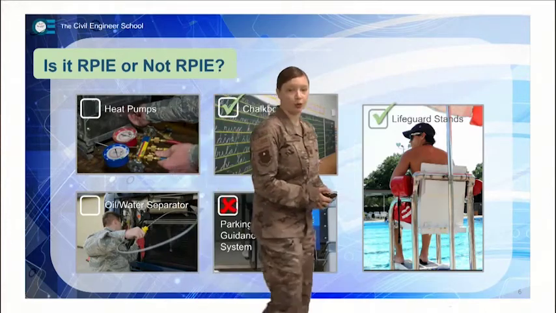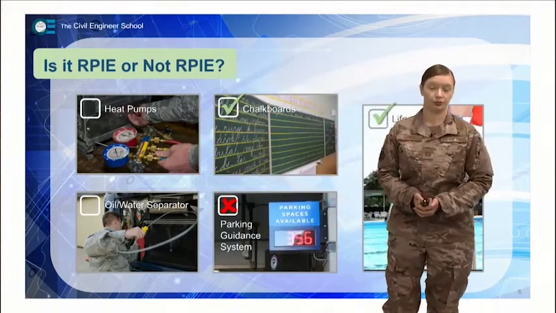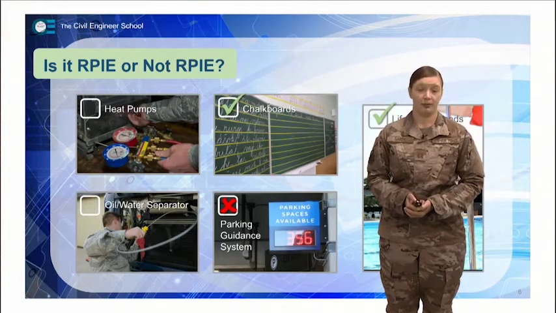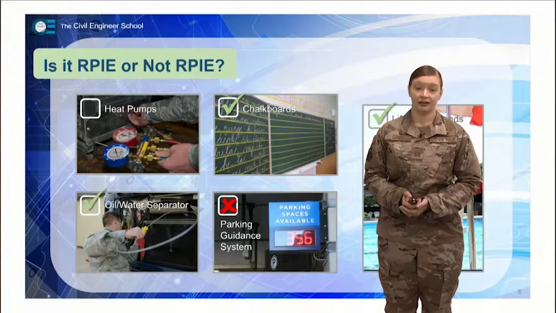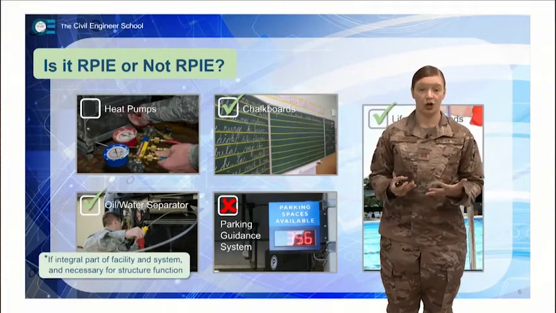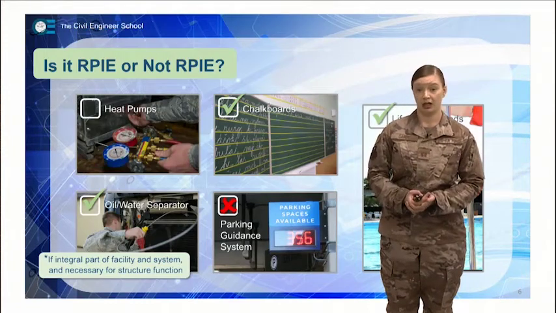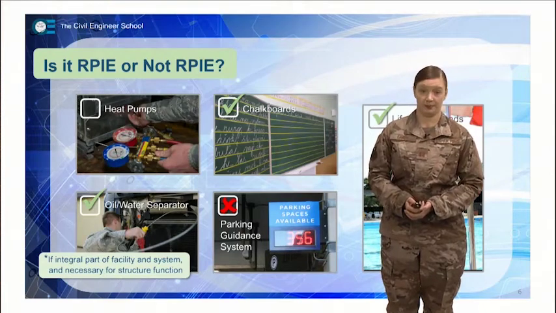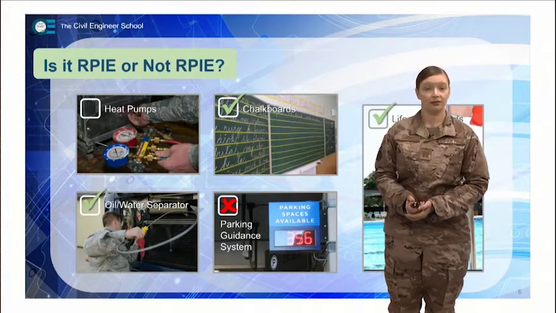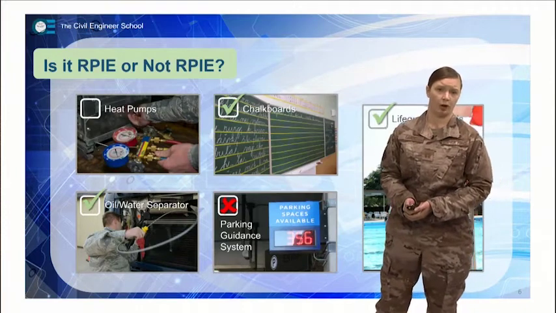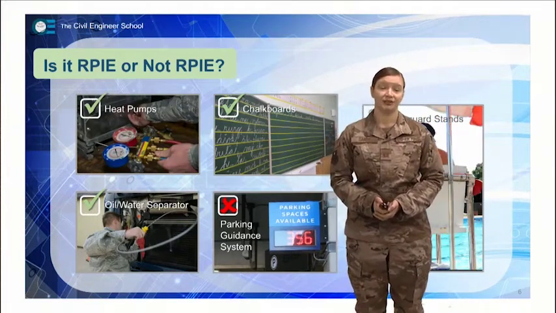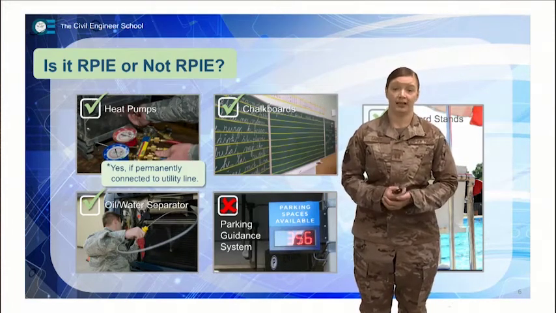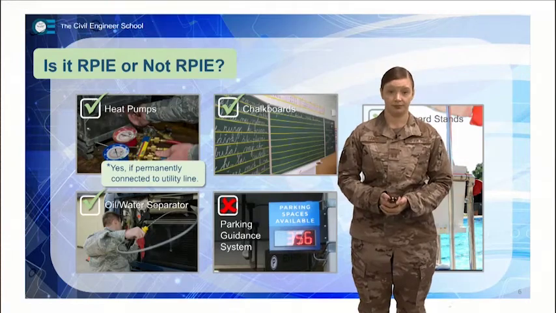Okay, what about oil-water separators? They're required for compliance with environmental regulations, but are they RIPI? Yes. Again, if they are permanently installed, integral part of the facility or system, like a wash rack, for example, they are real property installed equipment. Finally, heat pumps. RIPI or not RIPI? Yes, they're RIPI, provided, again, they are permanently connected to a utility line.